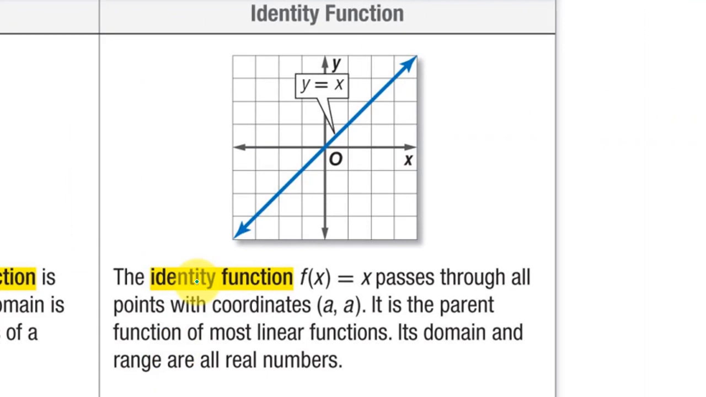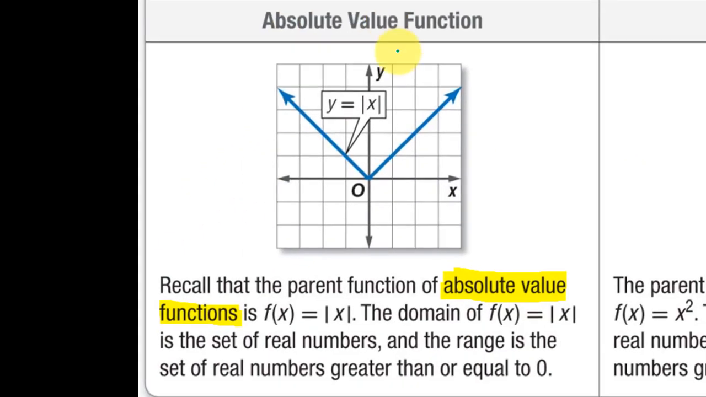The linear function's parent function, often called the identity function, f of x equals x, is a line passing through the origin, and all points are coordinates a comma a. So this line has 0, 0, 1, 1, 2, 2, negative 3, negative 3, all those points on it. It has a slope of 1. It's the equation f of x equals x. That's the parent function of all linear functions.